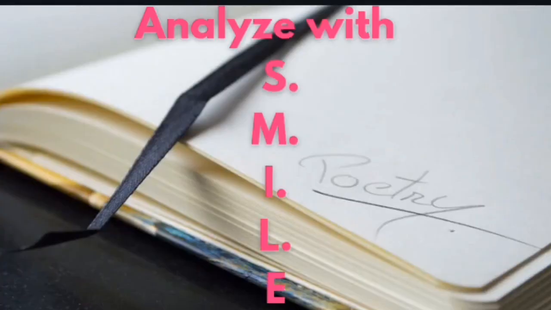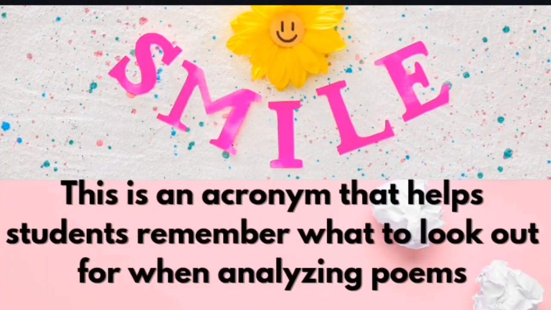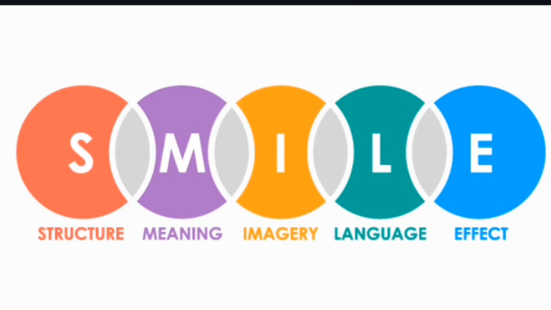And afterwards, you analyze what you have read with the S.M.I.L.E formula. As you can see, this is an acronym that helps students remember what to look out for when analyzing the poem. This is the reason why I'm introducing you to this acronym, because it guides you on what to look out for when you're analyzing poems. What does S.M.I.L.E represent? The S represents structure, the M meaning, I imagery, L language, then the last letter E represents effect. Now we're going to look into each of these letters and what they represent.